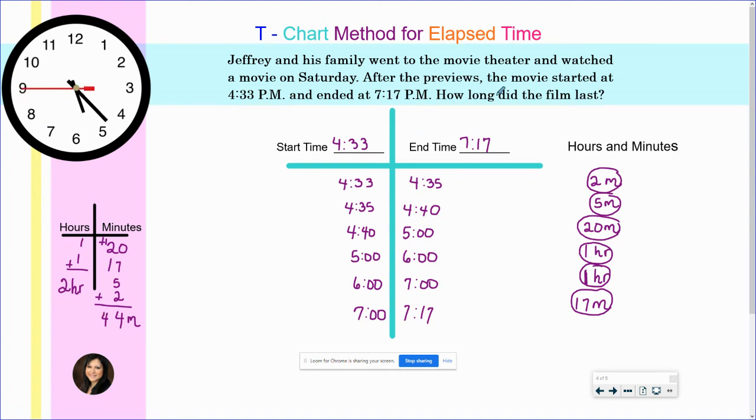So I come up here. How long did the film last? My film lasted 2 hours and 44 minutes.